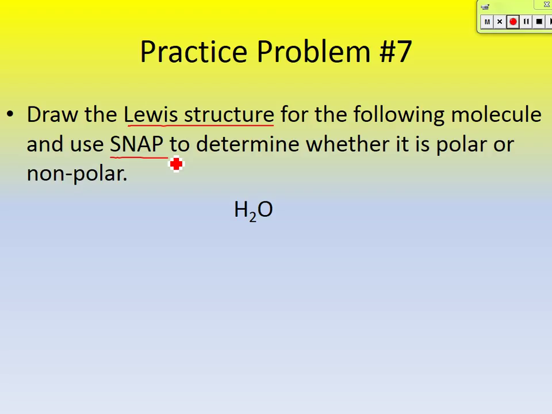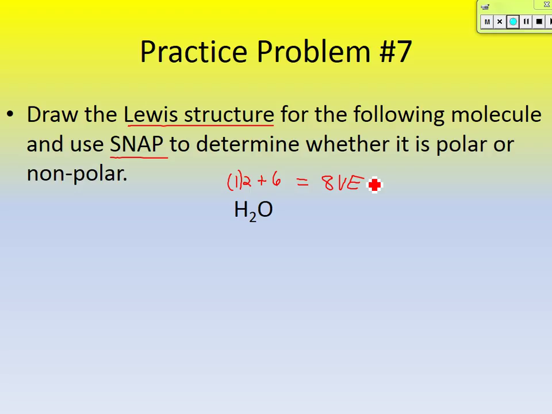Okay, so let's review Lewis structure. First step is to count the valence electrons and add it up for the whole molecule. So the total valence in this molecule. How many valence from hydrogen? 1. But how many hydrogens do I have? 2. So we're going to times it by 2. And then we're going to add in the valence for this oxygen. How many valence for oxygen? 6. So that's 2 plus 6 for what? 8 valence electrons. Please write this in your notes. It's going to help us remember.